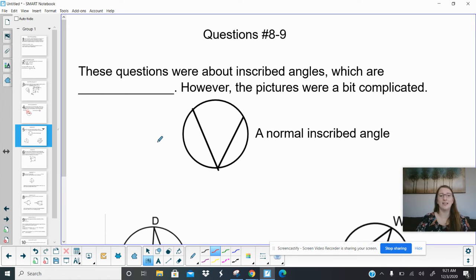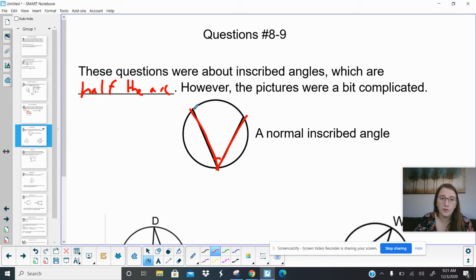So these questions were about inscribed angles, which are half the arc. However, the pictures are a bit more complicated than this one. This is just a normal inscribed angle, right? The angle vertex is on the circle, it opens up.